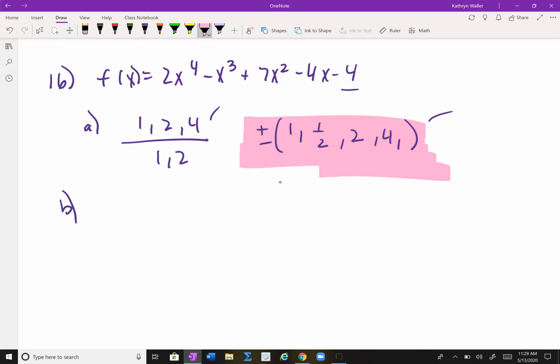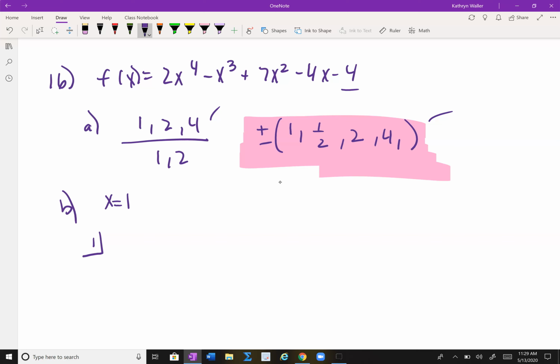Now I'm going to start plugging those in. So I'm going to go 1 store, enter. 2 memvar, enter, raise it to the 4th. Minus memvar, enter, raise it to the 3rd. Plus 7 memvar, enter, x squared. Minus 4 memvar, enter, minus 4, enter, and I got a 0. So a 1 is a rational solution. So I'm going to go x equals 1.